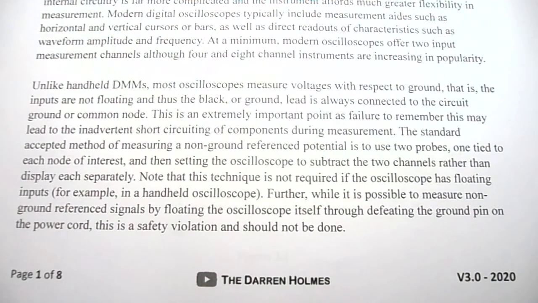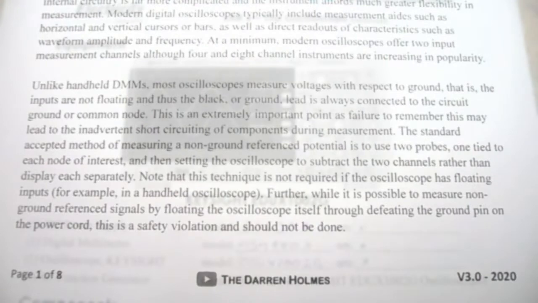So with our DMM voltmeter, we could measure a voltage across a resistor, but with an oscilloscope, we have to take the measurement at a point with respect to ground. So I'm going to talk a little more about this as we do the lab.